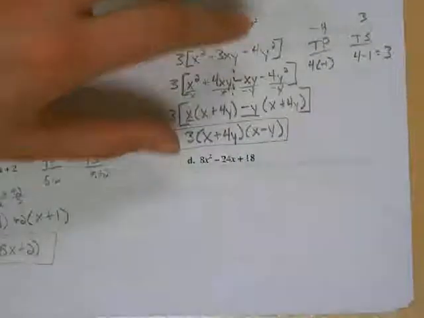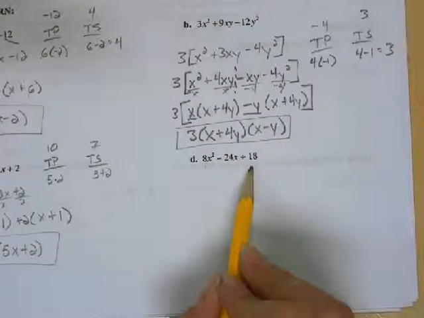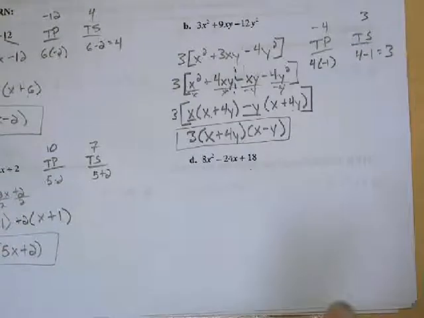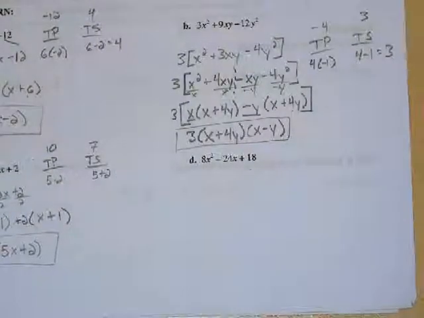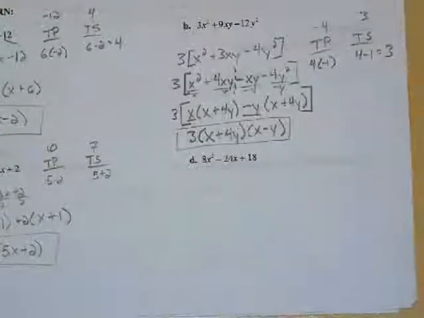GCF needs to come out first. Those are very large numbers. I do not want to multiply 8 times 18 and try to find target product, target sum with that. I'm a math teacher and I like math and I still don't want to do that. You want to try to take those GCFs out.